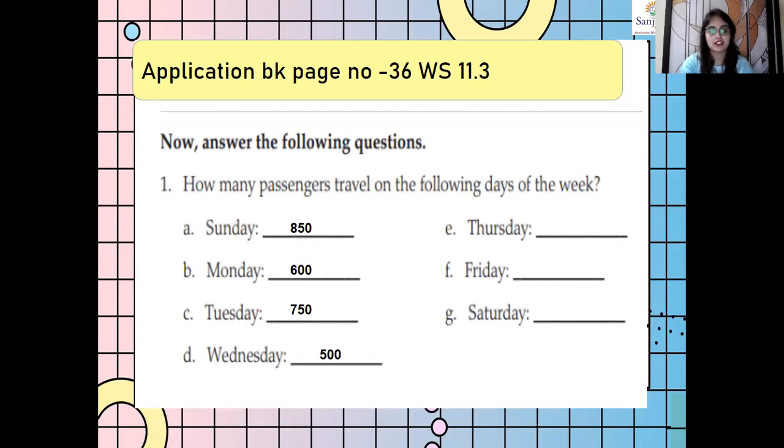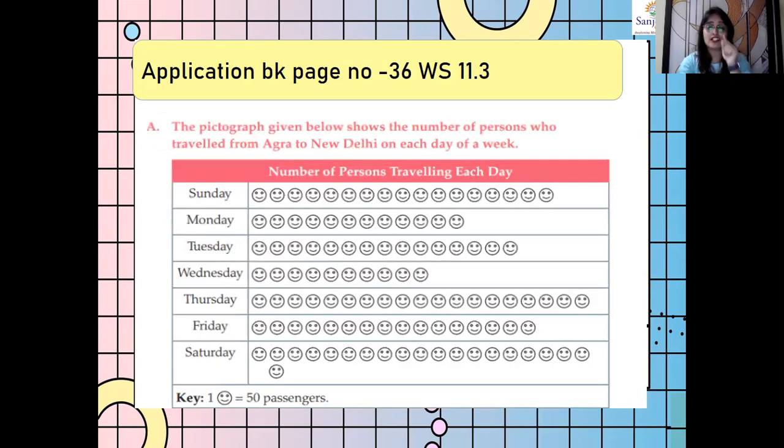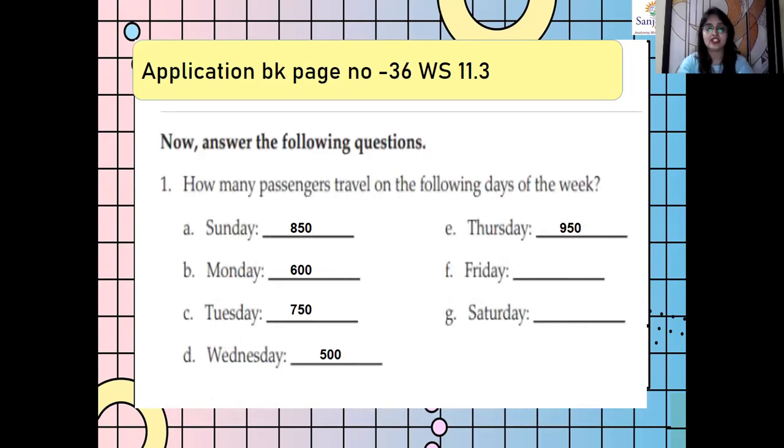Then for Wednesday it is 500. For Thursday it is 950. For Friday it is 800, and for Saturday it is 1000. So what you have to do, children, for finding this answer, you will count the smileys given for each day and then multiply that smileys by 50, because each smiley stands for 50 passengers, and you get all these answers.